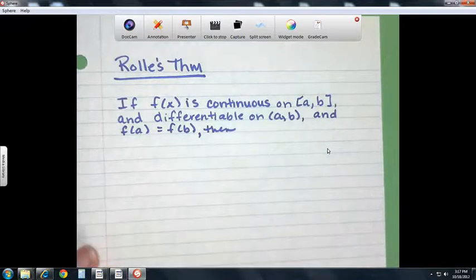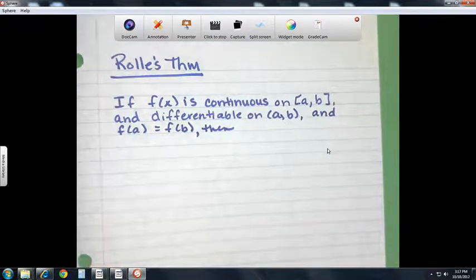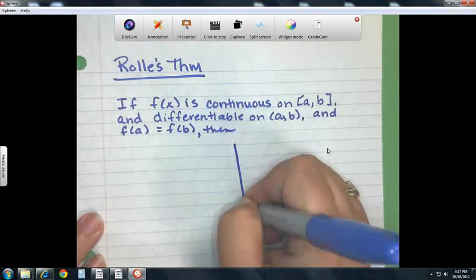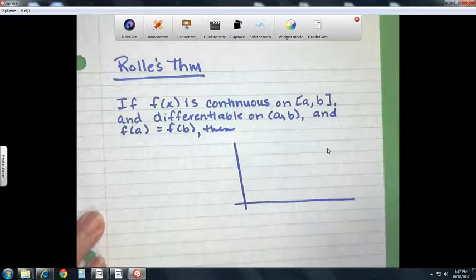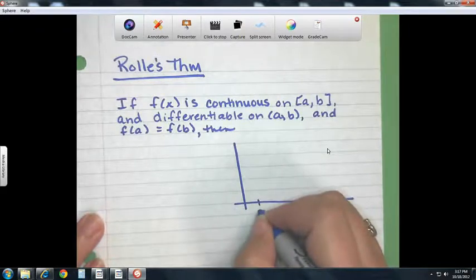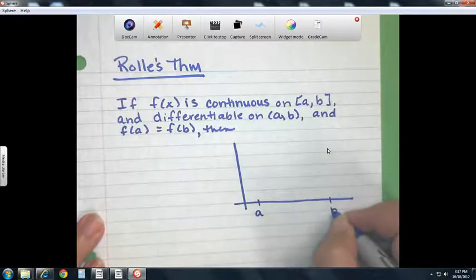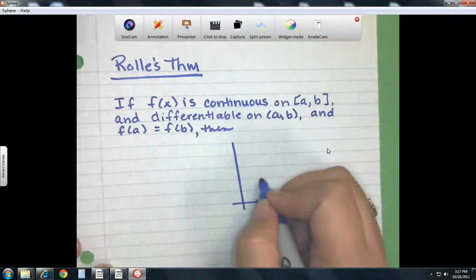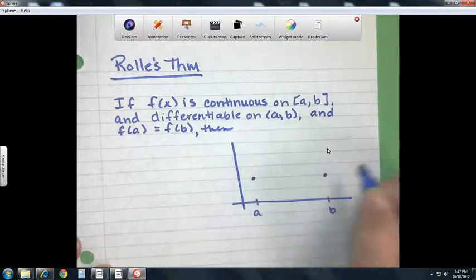Could it happen more than once? Yes. But it has to happen at least once. They love to test Rolle's theorem in multiple choice because they'll give you that it's continuous and differentiable but never tell you they're equal. And then they say, which of the following must be true? But they never told you they were equal. So you have to eliminate Rolle's. Rolle's can't be true unless we know that they're the same.